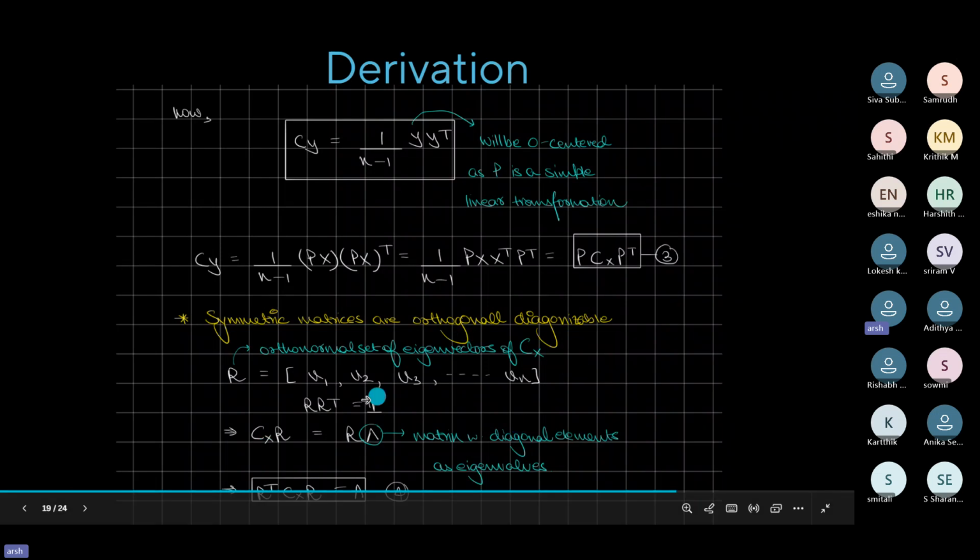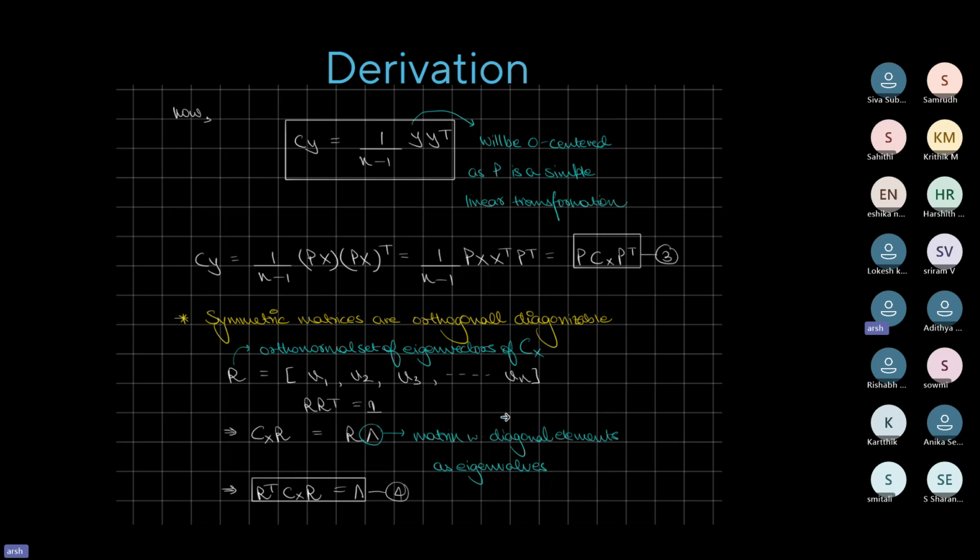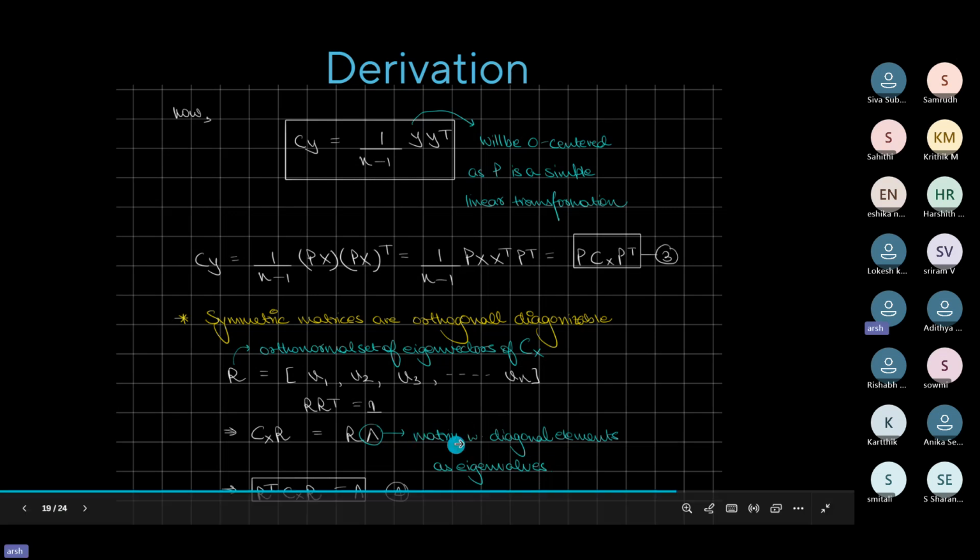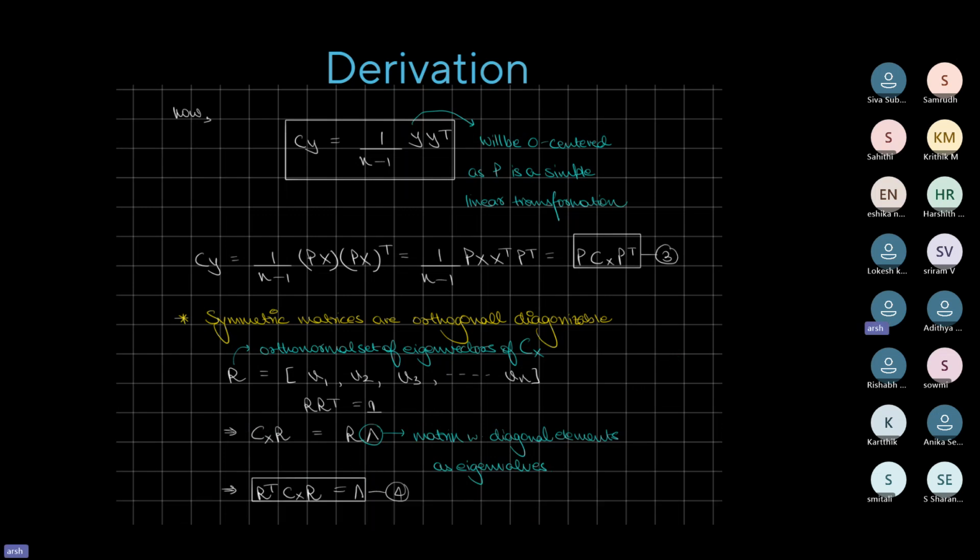You can think of it as Cx V1 is equal to lambda 1 V1, Cx V2 is equal to lambda 2 V2, Cx V3 is equal to lambda 3 V3. It is basically a set of equations written in matrix form. Then you post-multiply with R transpose on both sides, because R R transpose is identity, and this becomes R transpose Cx R equals capital lambda. Is everything clear till here? Are there any doubts?